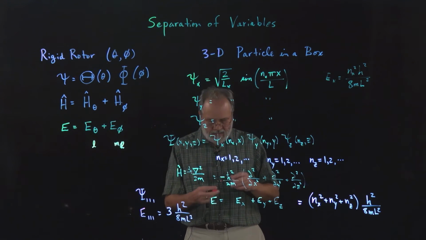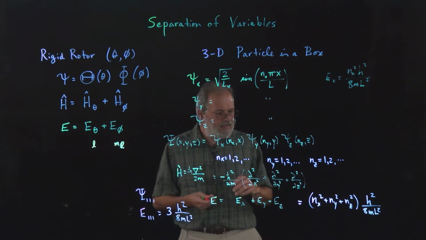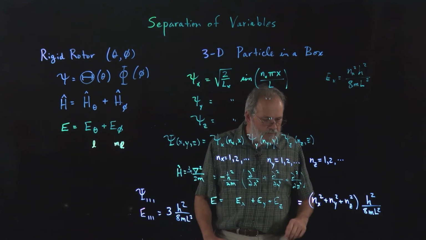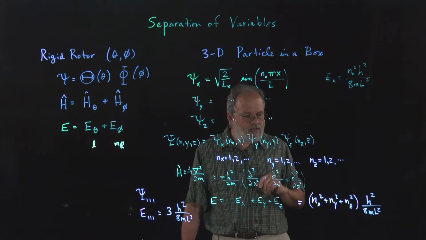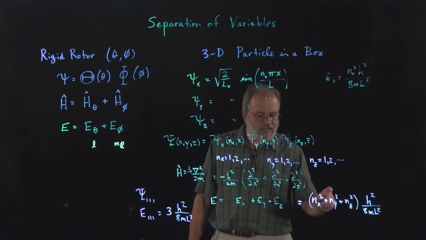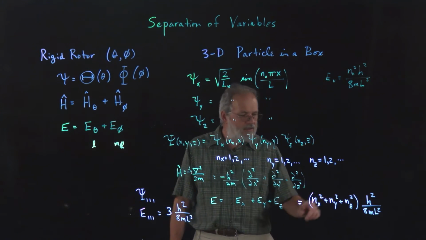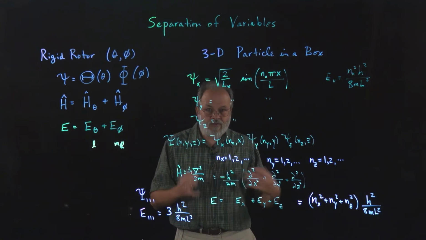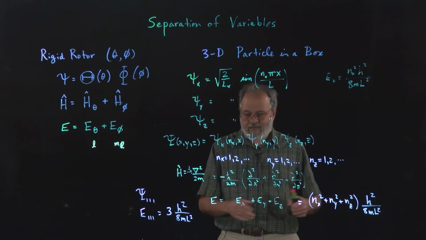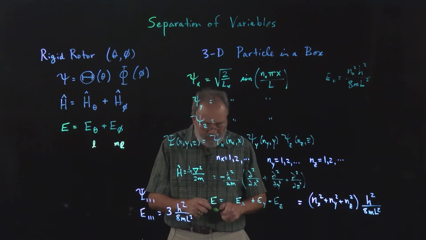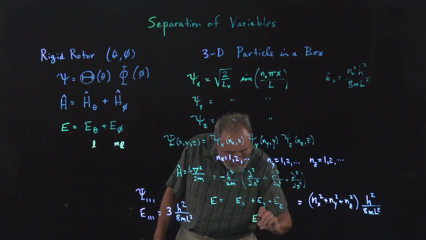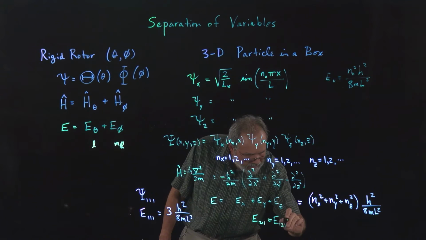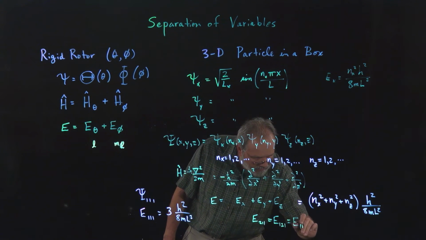Well, what's the next highest energy level? The next largest number you can get from this is if you change one of these ones to a 2. You can change nx to a 2 and leave the others as 1, or you can change ny to a 2 and leave the others as 1, or you can change nz to 2 and leave the other 2 as 1. So it turns out there's 3 different ways, and they all have the same energy. So E of 211 is going to be the same as the energy of 121, and it's going to be the same as the energy of 112.